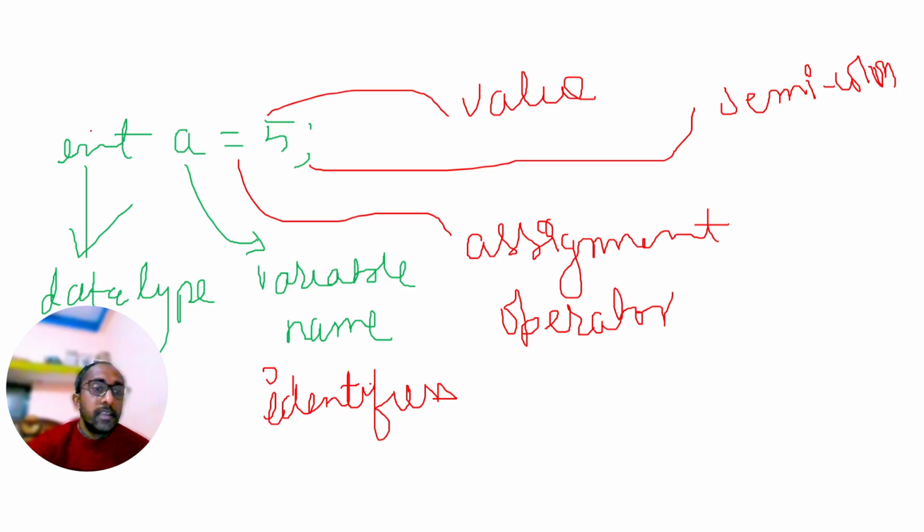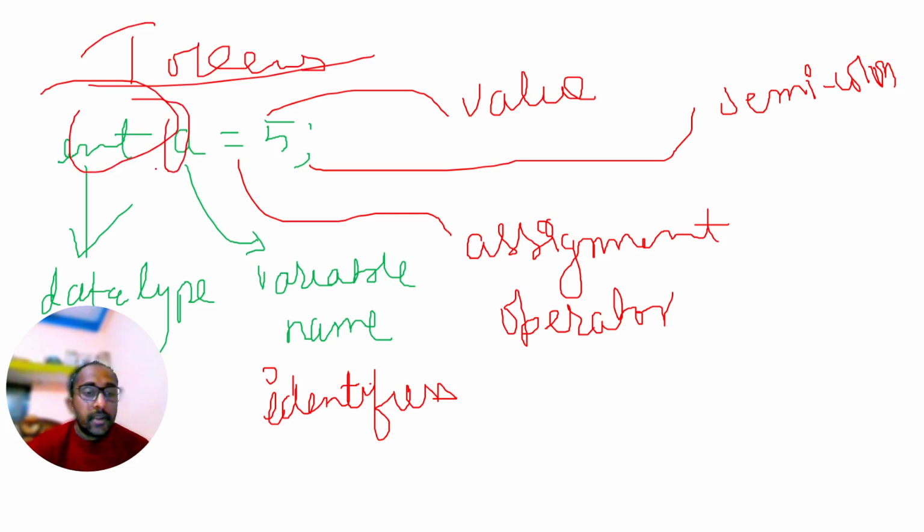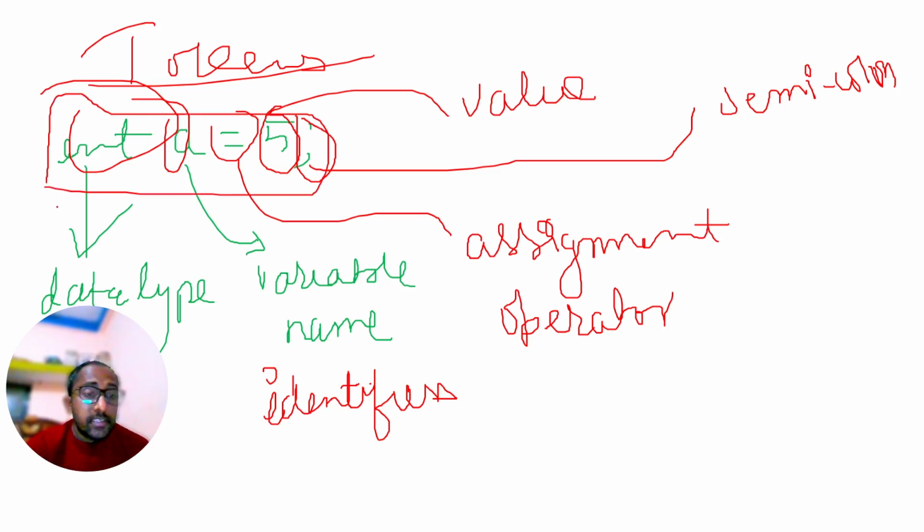Semicolon. It means tokens. Data types, variable name, identifiers, assignment operators, the value, and the semicolon. So to declare or initialize variables, we use this keyword. This is the syntax to declare or initialize any variable.